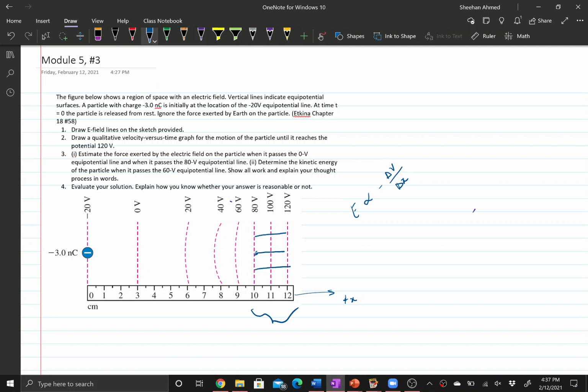But if we look at this left region, the V field equipotential lines are spaced out farther. That means the potential isn't changing as much for every change in x, which means the E field is weaker over here. And how do I denote a weaker E field? Well, I need to space out my E field lines. So let me space them out more. There you go. Compared to that first region, I can clearly tell my E field is weaker over here.